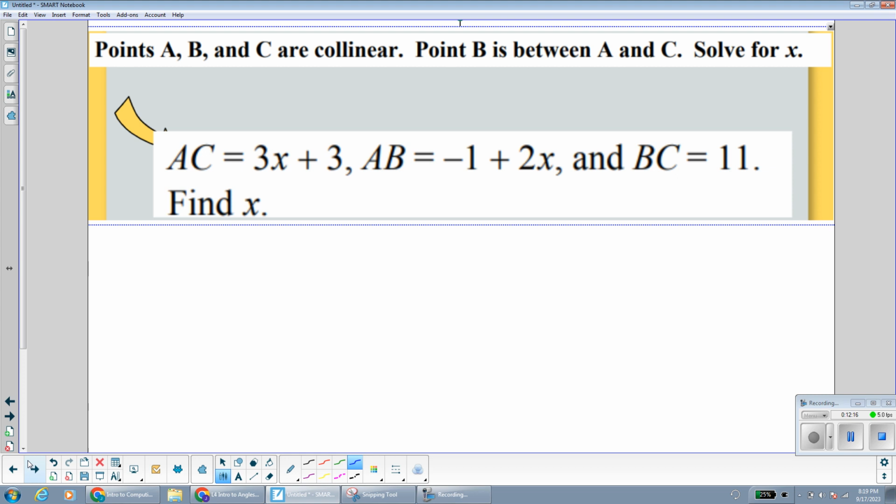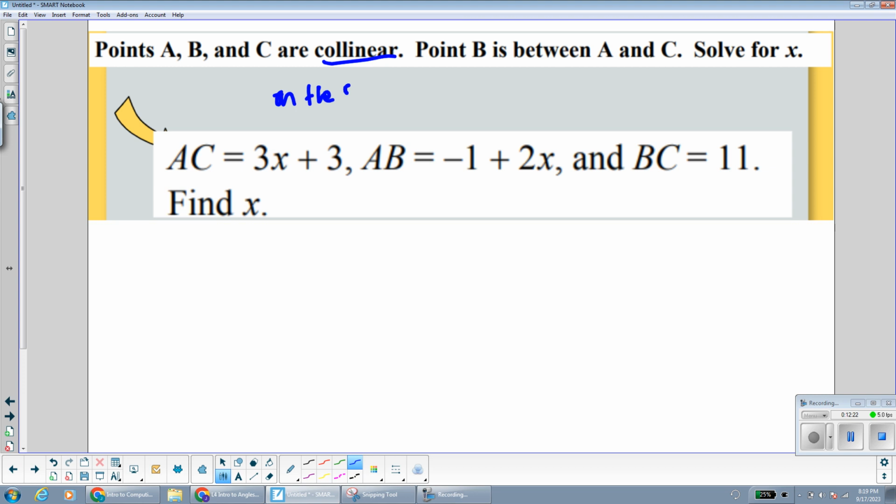Here we have points A, B, and C that are collinear. Collinear means that the points are on the same line. And it does tell us that point B is between A and C. So I'm going to draw a picture representing the situation. Point B is between points A and C.